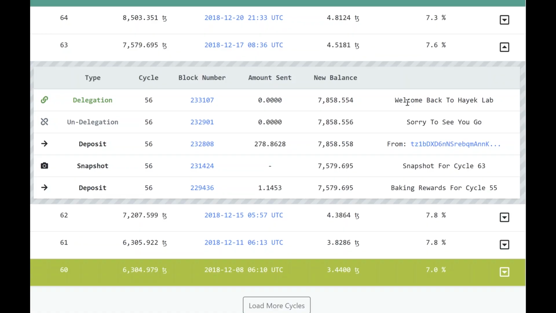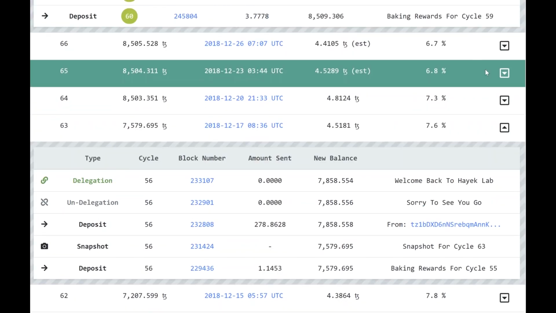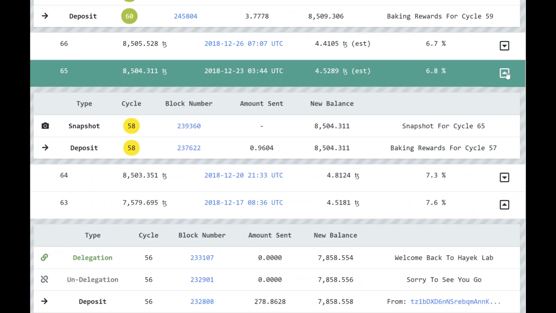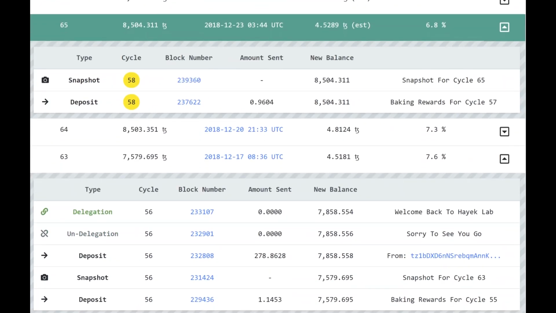Using the drop-down table for cycle 65, which is the current cycle, we can see the snapshot recorded a balance of 8,504 Tez. That was our delegator's balance at the moment of the snapshot. Notice that the snapshot happened right after the deposit for baking rewards.